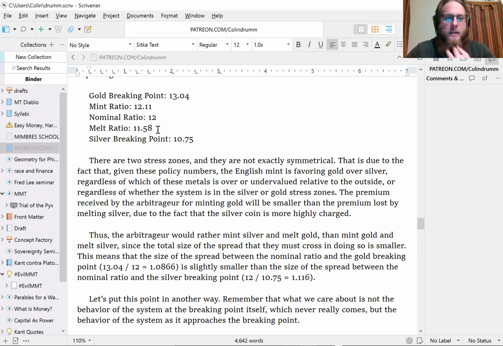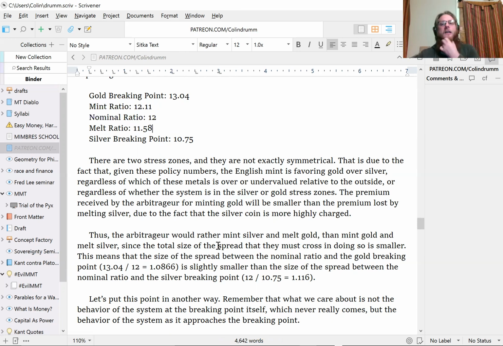So the point is that this difference, the spread between 12 and 11.58, is bigger than the spread between 12.11 and 12. This spread between these two numbers is the incentive to mint gold, while this spread is the disincentive to melt silver. And because this is bigger, there's a bigger disincentive for melting silver than there is for minting gold.